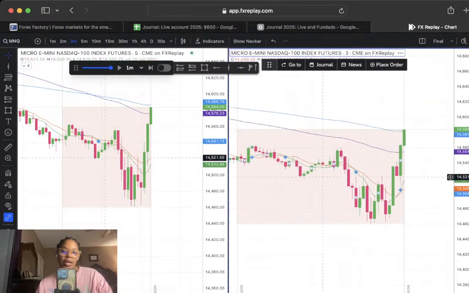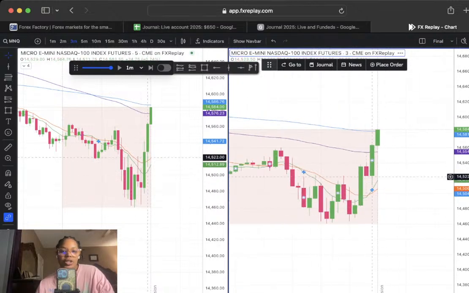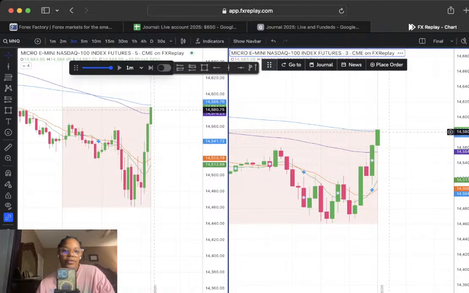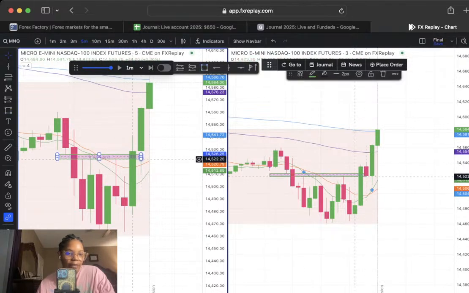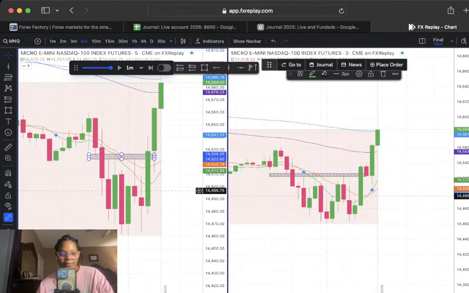So yeah, that sucked. But the good thing about this strategy is you can get back in and it's probably going to play out for you. Also, we did have a 5-minute fair value gap here. It's tiny, but we could have waited for that. I should have waited today.